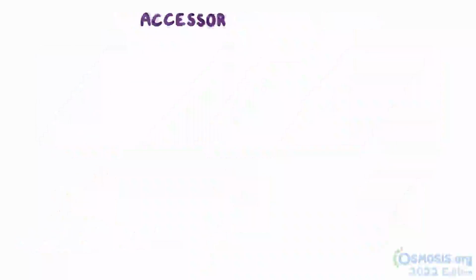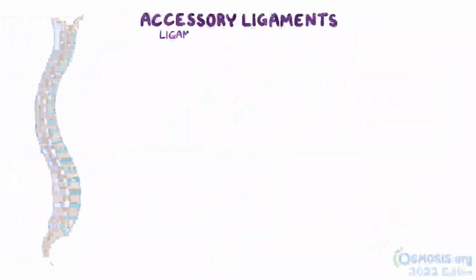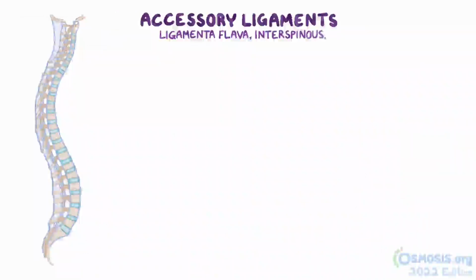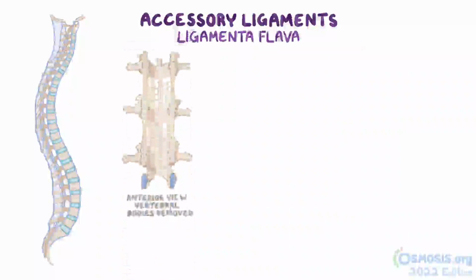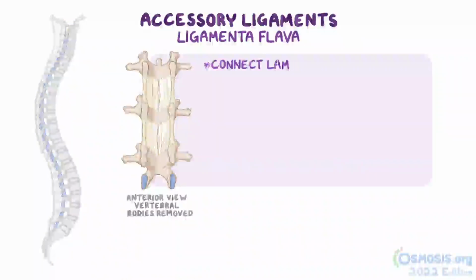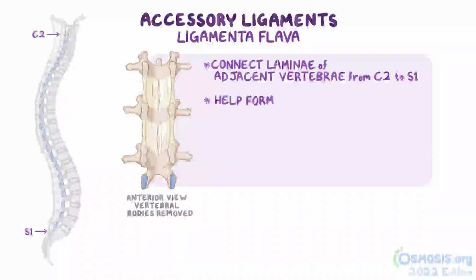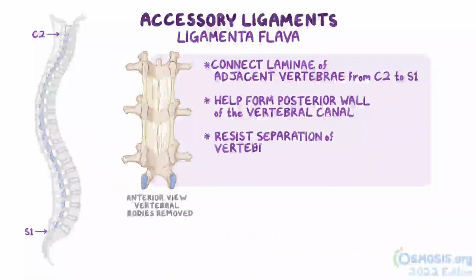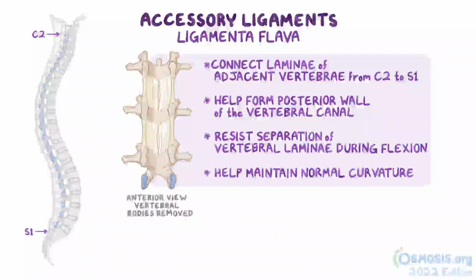This is where the accessory ligaments come in, namely the ligamenta flava, the interspinous and supraspinous ligaments, and the intertransverse ligaments. The ligamenta flava, plural for ligamentum flavum, are broad ligaments that extend vertically to connect the laminae of adjacent vertebrae from C2 to S1, and they help form the posterior wall of the vertebral canal. The ligamenta flava resist separation of the vertebral laminae during flexion and help maintain the normal curvature of the vertebral column.